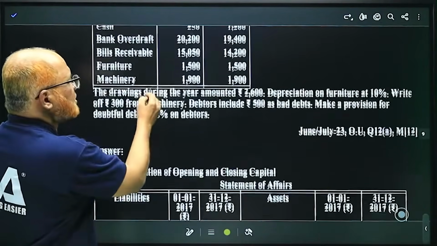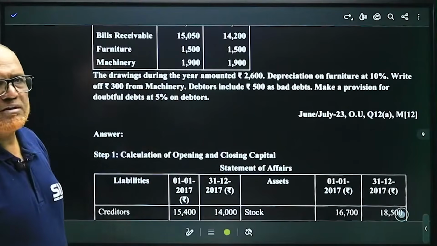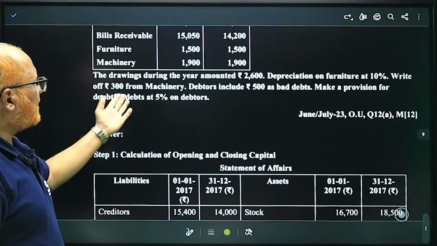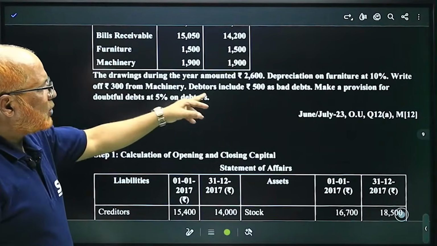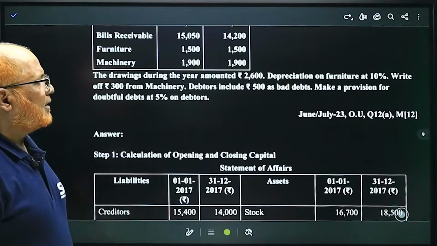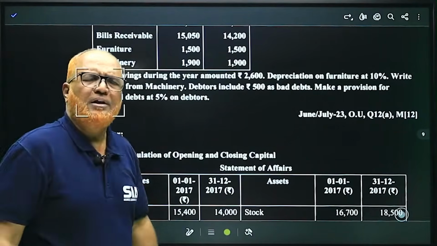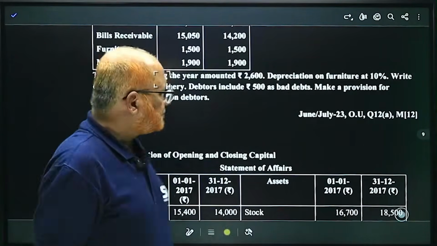Now, the drawings during the year amounted to 2,600. Depreciation on furniture at 10%. Write-off 300 from machinery. Debtors include 500 as bad debts. And make a provision of doubtful debt at 5% on debtors. That's all. This is a simple problem.